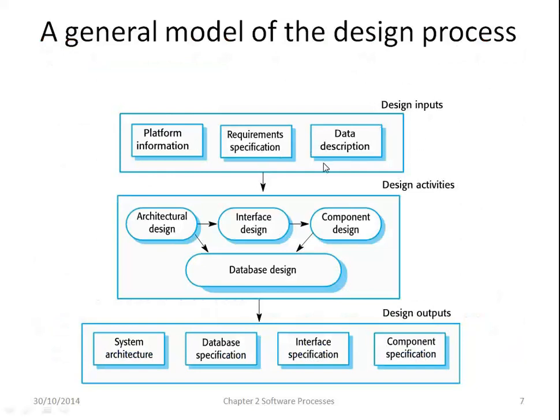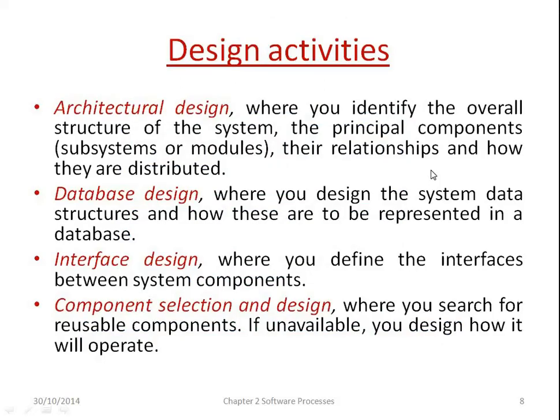So this is the general block diagram of the design process. These are the design inputs, and these are the design activities: architectural design, interface design, component design, database design, and it produces the design output. Architectural design means you identify the overall structure of the system, the principal components, also called subsystems or modules, their relationships and how they are distributed.